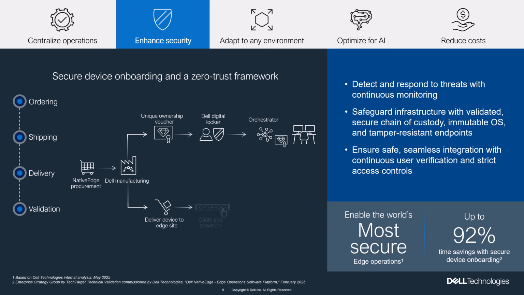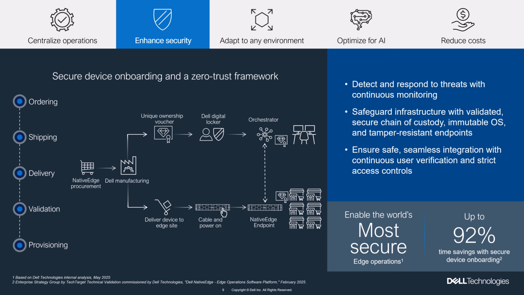The device is shipped directly from manufacturing, and the only activity required when it arrives is to plug in the network and power cables and turn the power on. At that point in time, the device and orchestrator commence secure communications. Once the orchestrator determines the authenticity and integrity of the new device through secure component verification, it will provision the NativeEdge operating environment on the device.